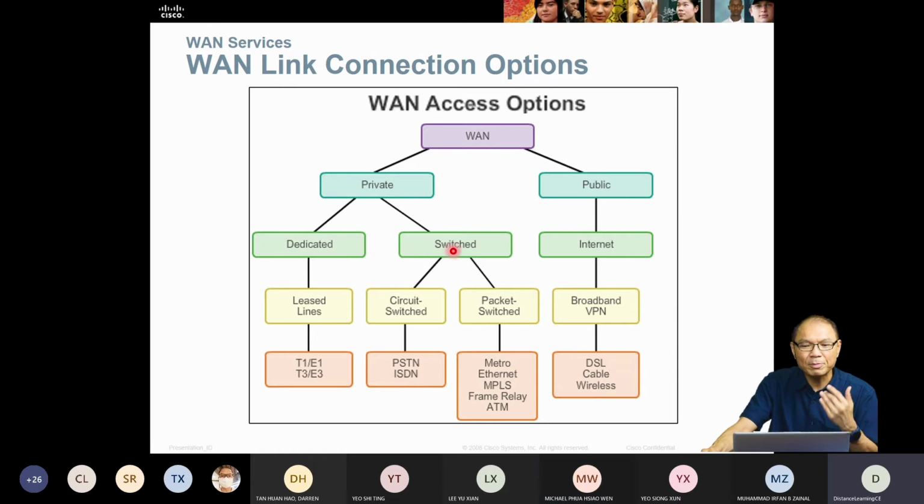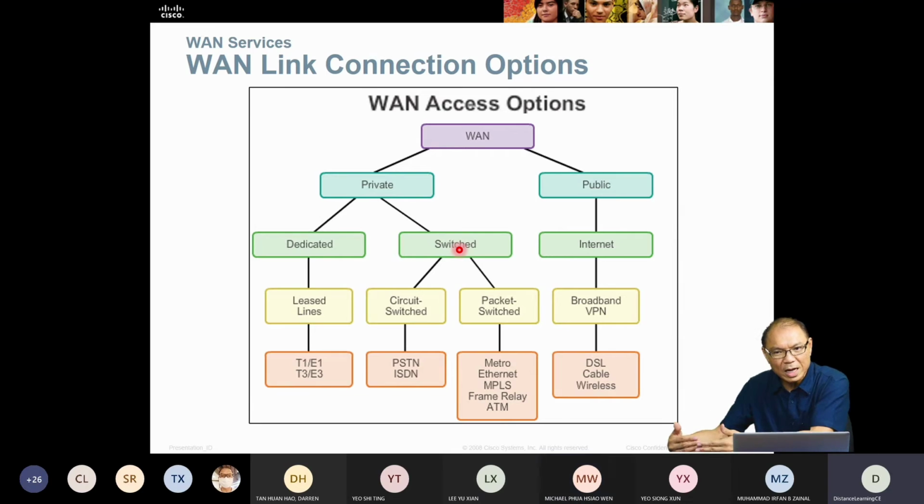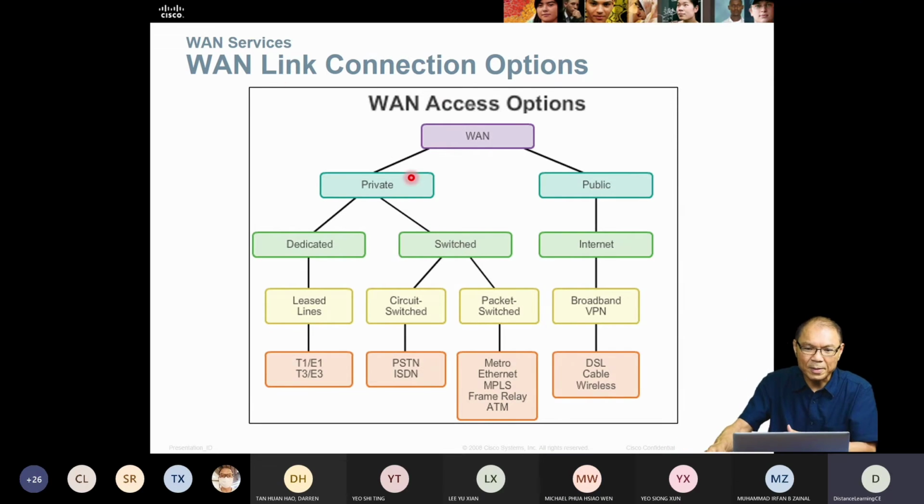like a time sharing. Okay, just like a time sharing. Time sharing means, for example, I use this house in January, somebody used this house in February, another person used this house in March, for example. Okay, so this technology is called switching technology. Switching technology is actually a private technology.